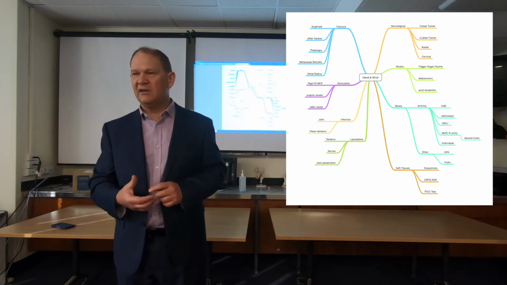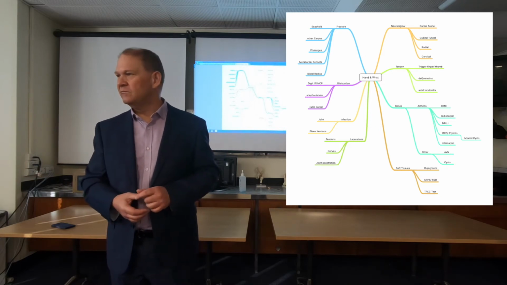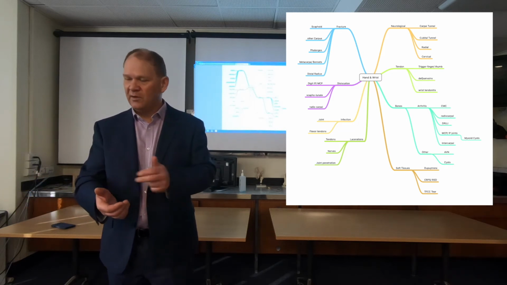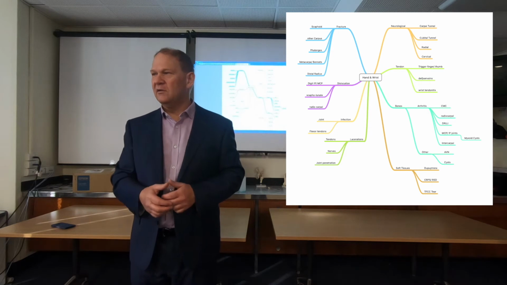What affects vascularity? Blood supply, that's right, and it's because the blood supply is unusual, it comes in distally, more in the scaphoid. And what affects blood supply?